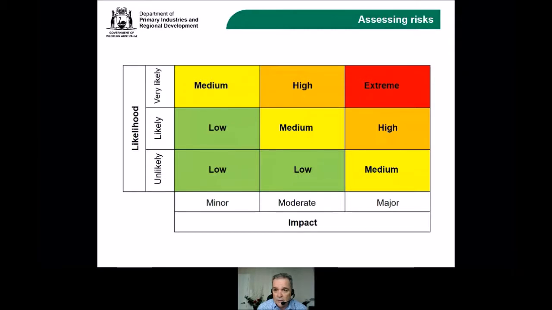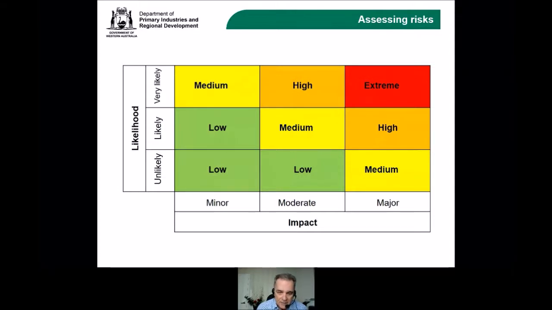So let me just explain the table. On the vertical axis, we have the likelihood of something happening. And you can see we've got unlikely, likely, and very likely. And on the horizontal axis, we have the impact. What would be the impact if it does happen? Minor, moderate, or major?